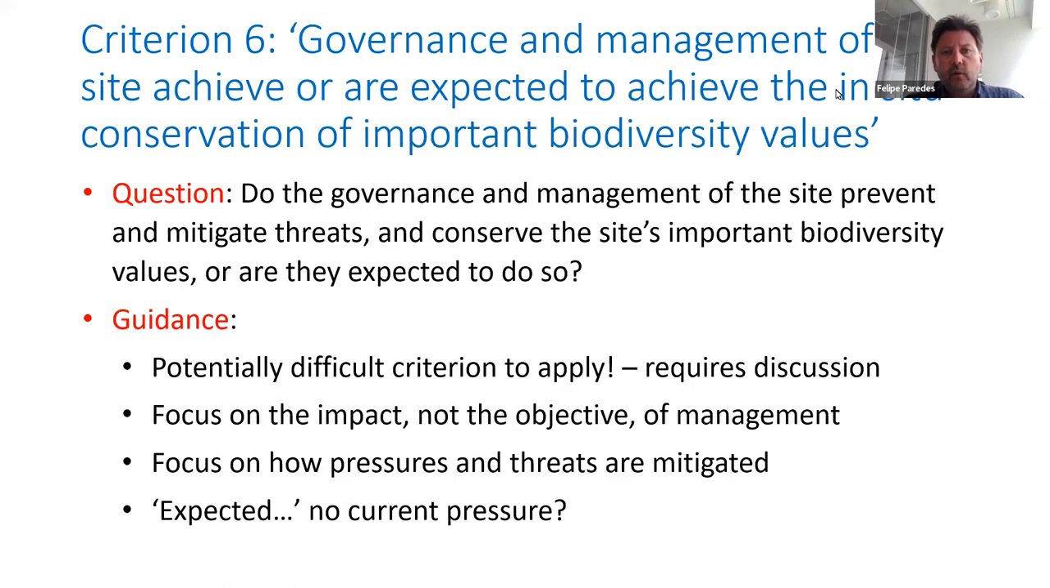Then criterion six, governance and management of the site achieved or expected to achieve in situ conservation of important biodiversity value. It could be a potentially difficult criterion to apply. It requires discussion because it's connecting the governance and the management of a site with the final biodiversity value. So is there any relationship between both?